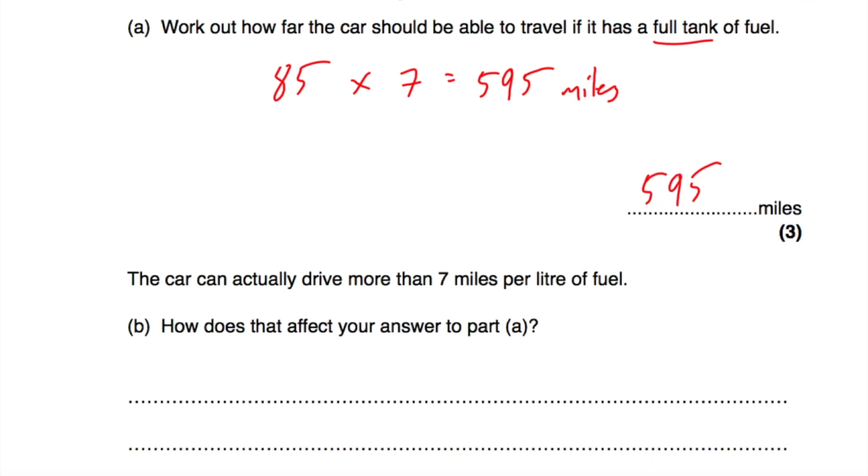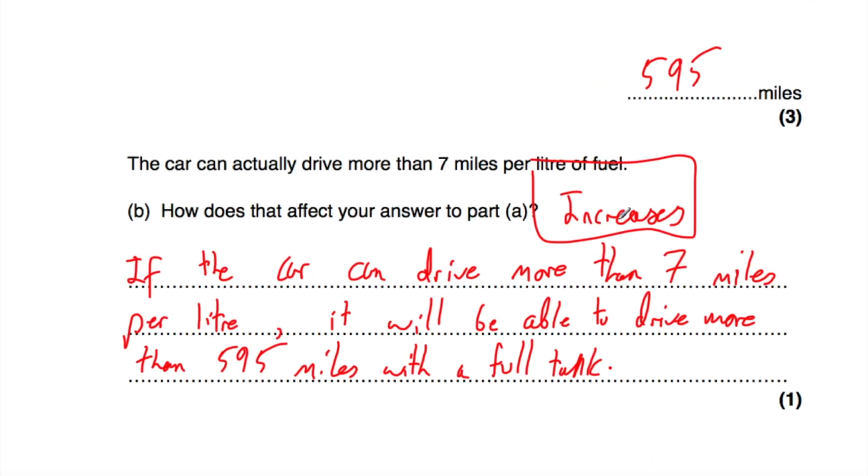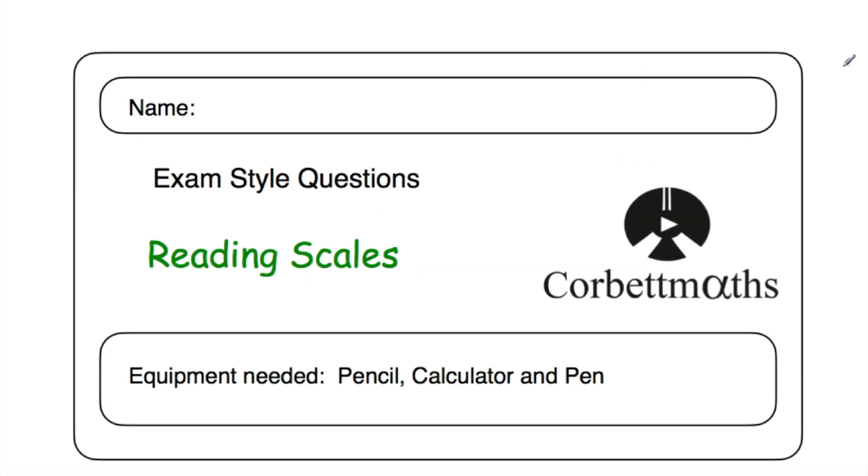So let's write that down. And that's it. I've just written down it increases, because if the car can drive more than 7 miles per litre, it'll be able to drive more than 595 miles with a full tank. And that's it.